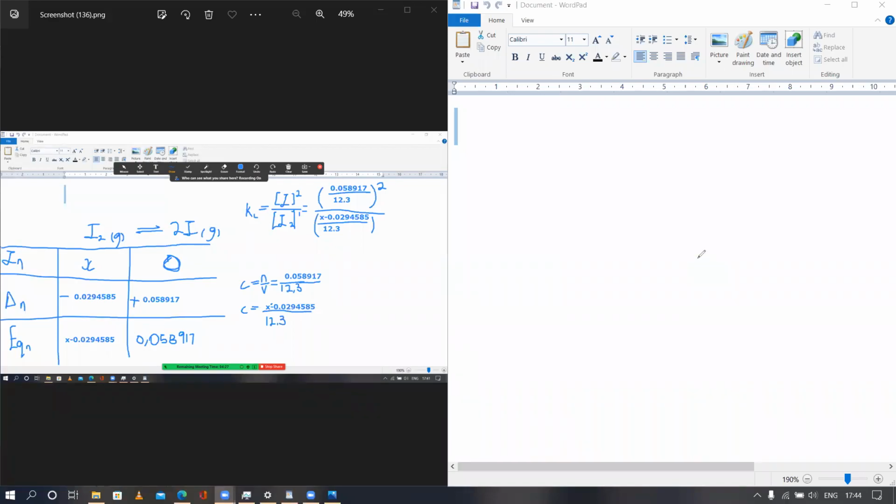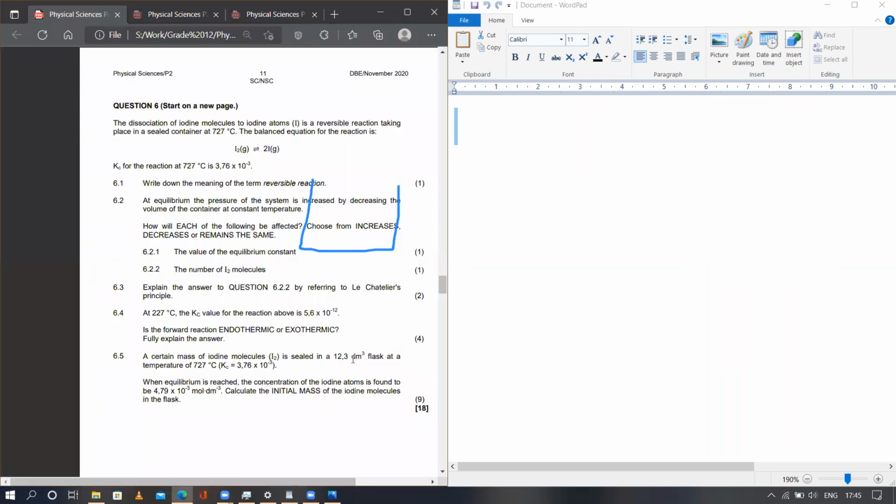So this is like part two. We're gonna continue and finish our question. So now we have our chemical equilibrium equation, we have our formula, and we have our concentrations here. What's next is that we go back to our question paper. You're gonna check for the equilibrium constant.